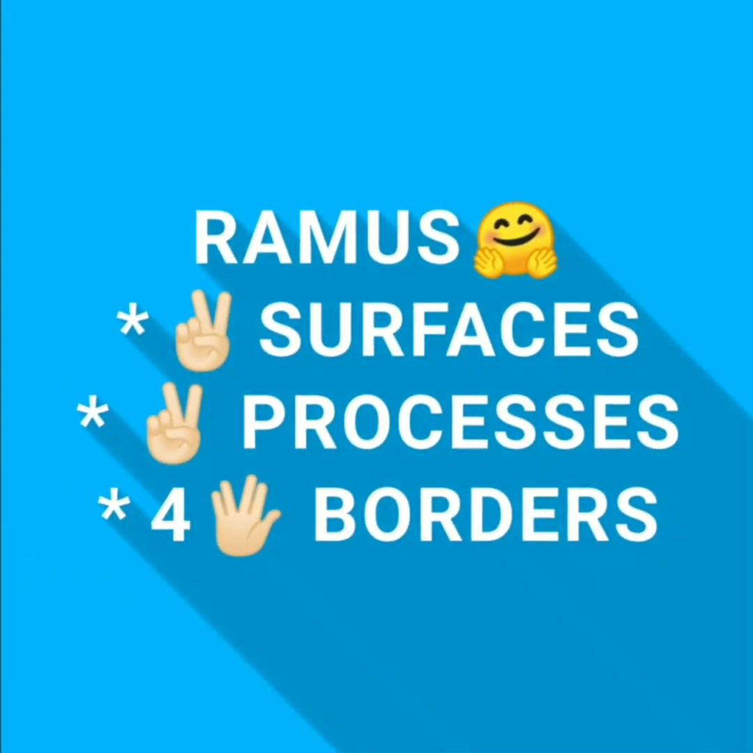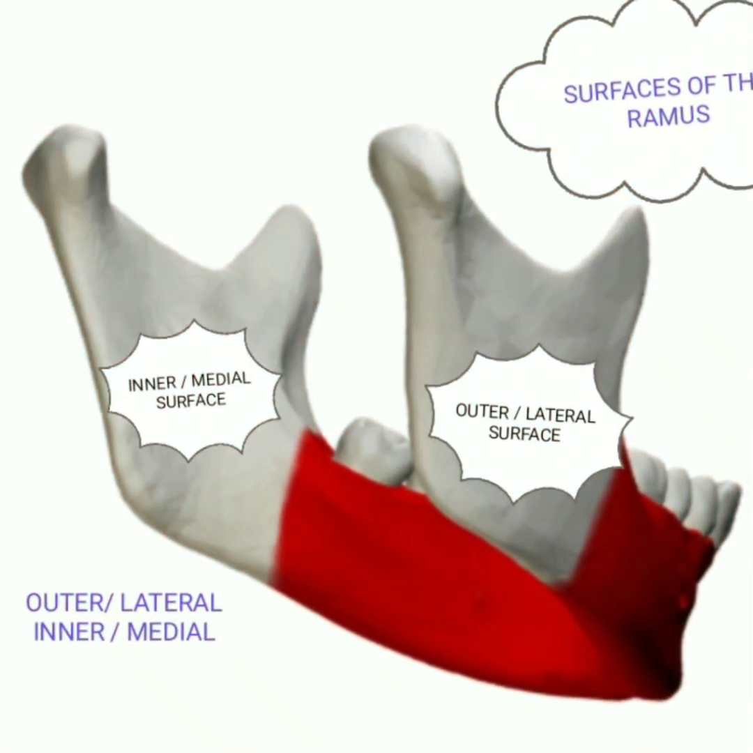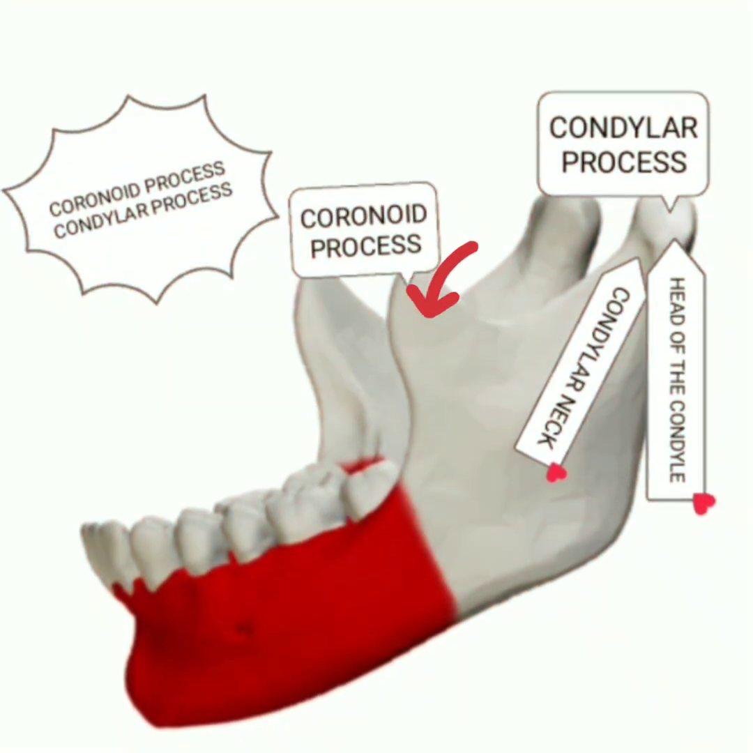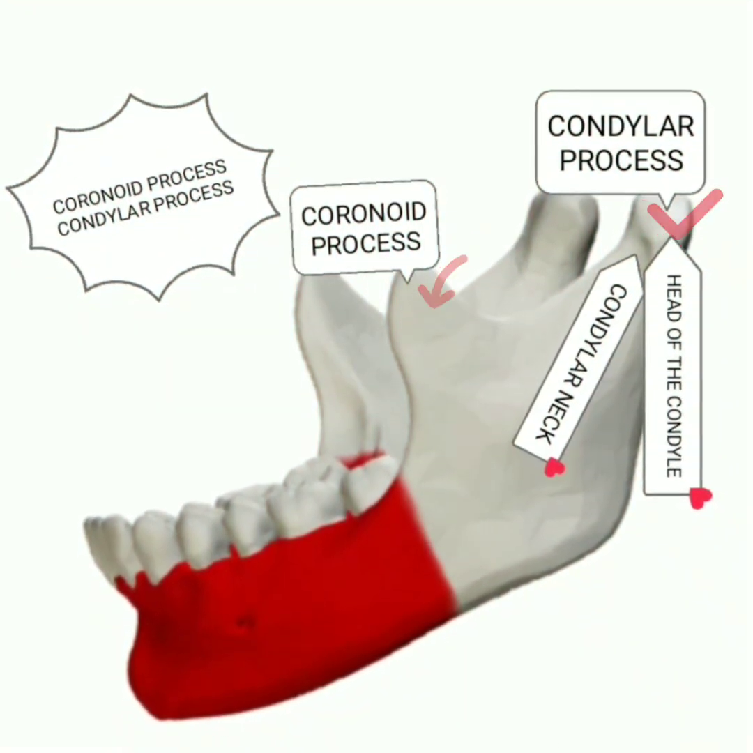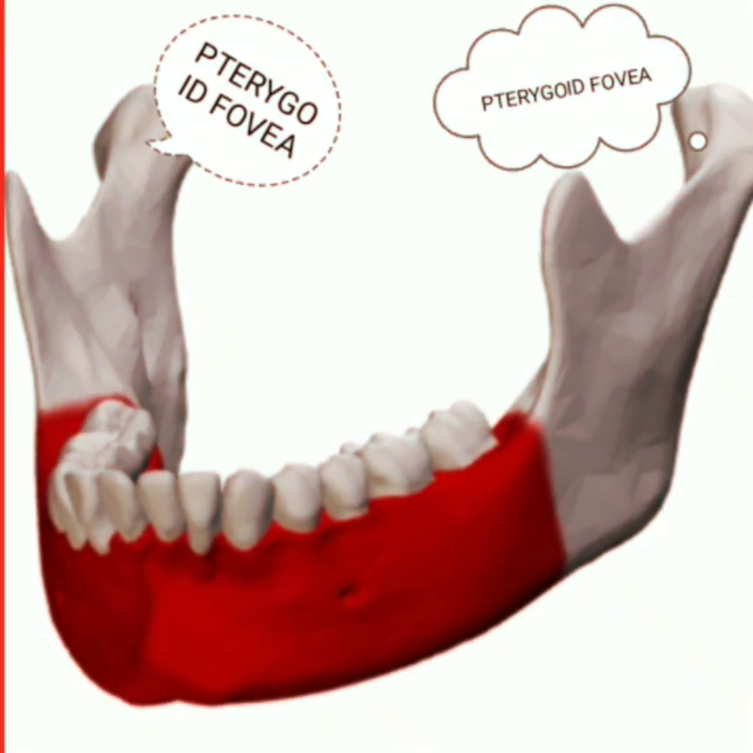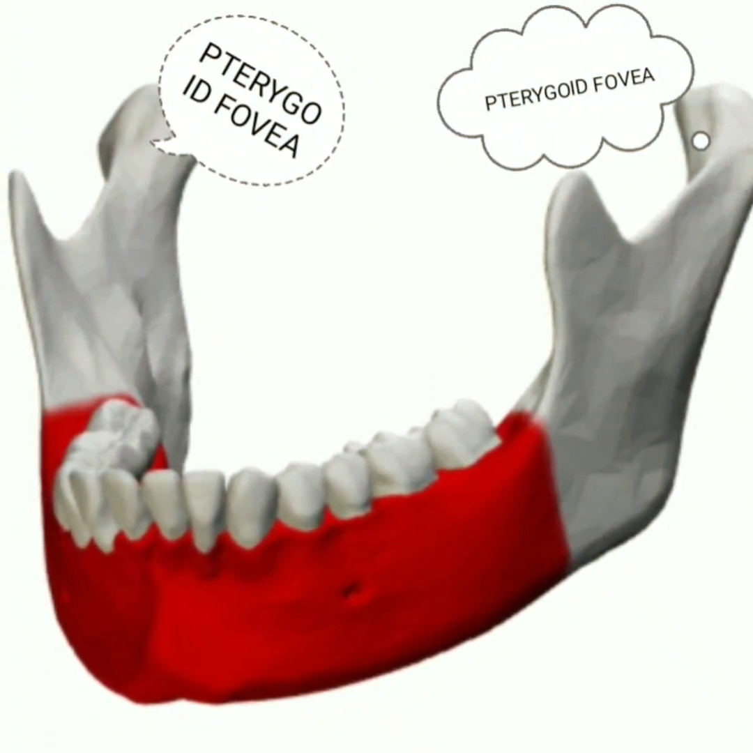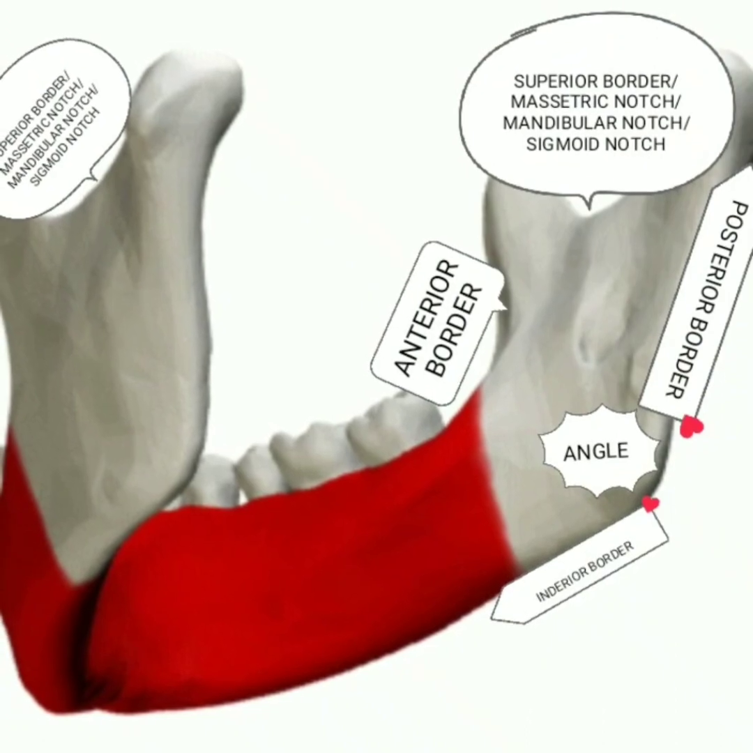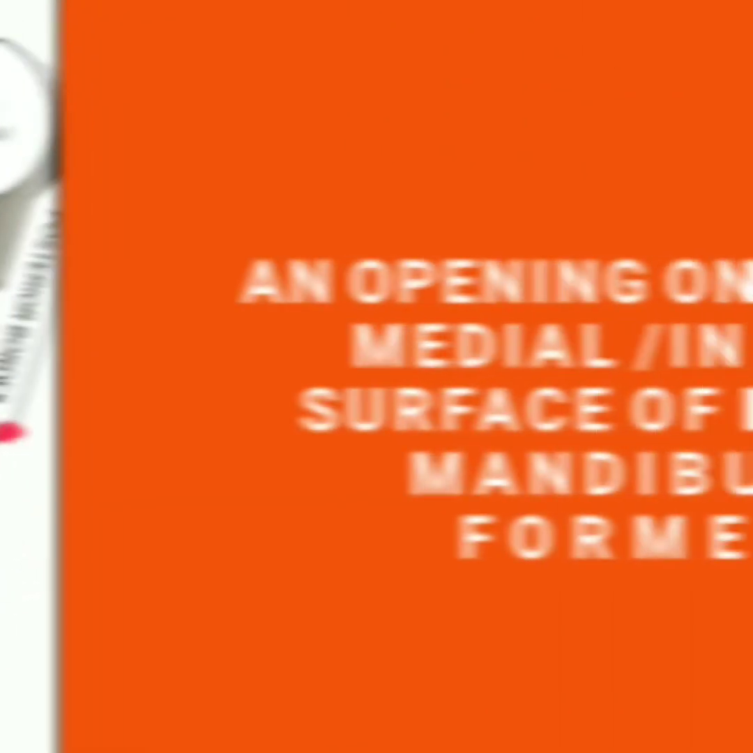Ramus presents two surfaces, two processes, and four borders. Surfaces include the outer or lateral surface and the inner or medial surface. Processes are coronoid and condylar process. Pterygoid fovea is a triangular depression seen on the anterior condylar neck. Borders include anterior, posterior, superior, and inferior.